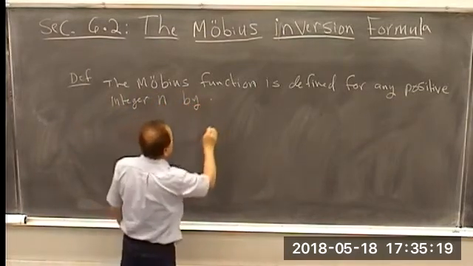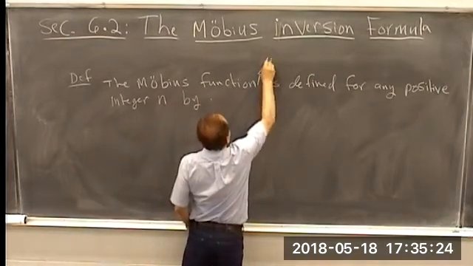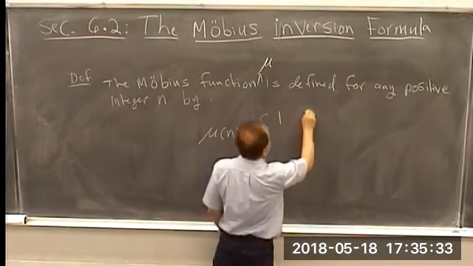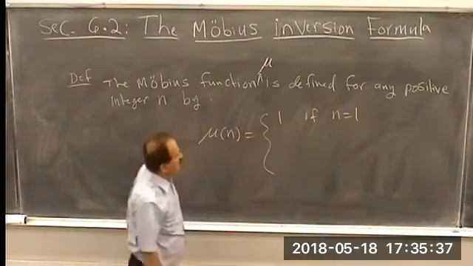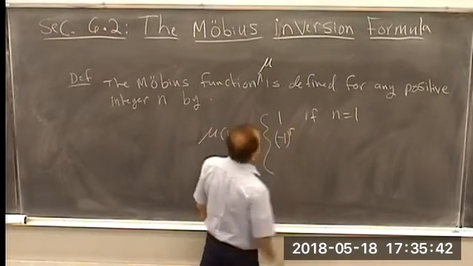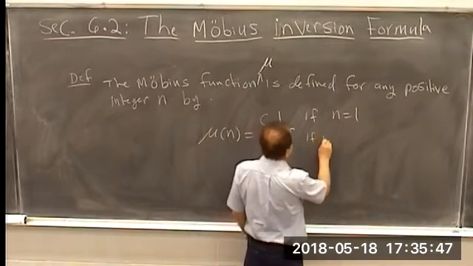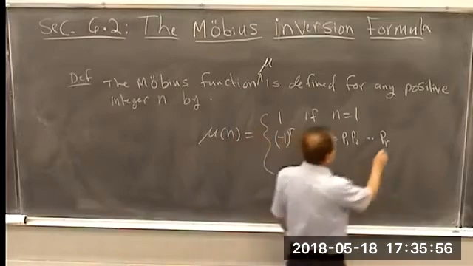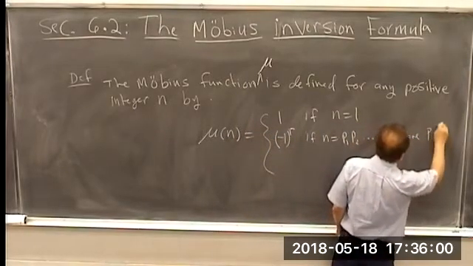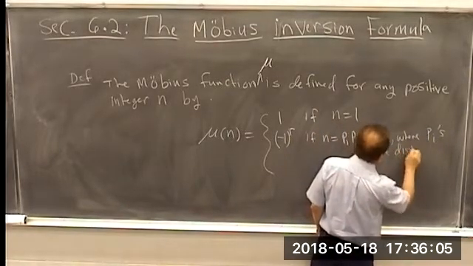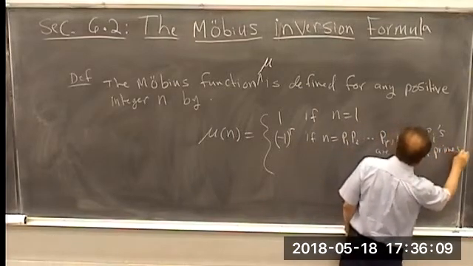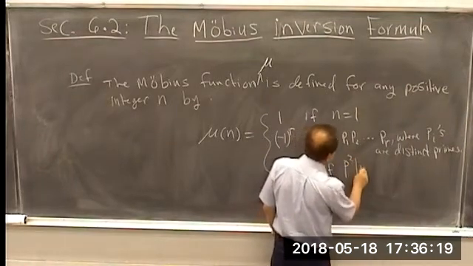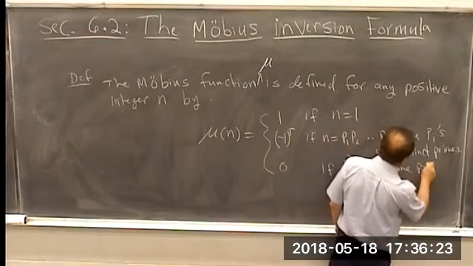Positive integer n, by this. First of all, we call this one the Mobius function, and we denote it with the Greek letter mu. It's given by mu of n is equal to 1 if n equals 1. And it's going to be negative 1 to the r exponent if n is a product of r distinct primes, n equals p1 through pr where the pi's are distinct primes. And it's equal to 0 if p squared divides n for some prime p.